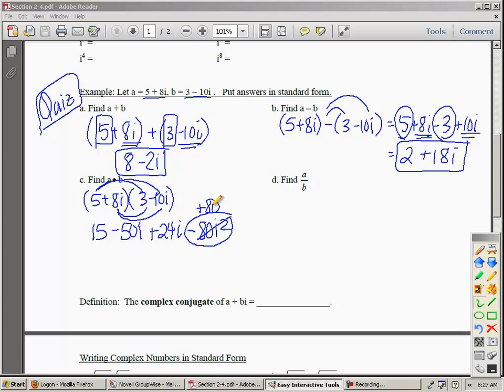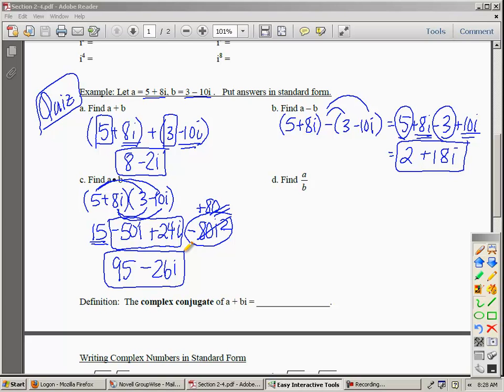So once you've changed your i squareds, then what we're going to do is combine like terms. 15 and 80 makes 95. And a negative 50i plus 24i is negative 26i. You will never have an answer with an i squared in it because please remember i squared is negative 1.